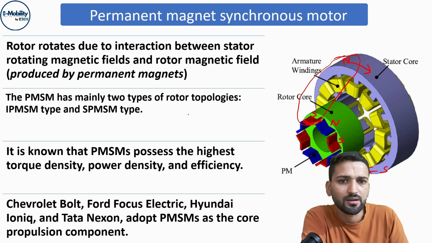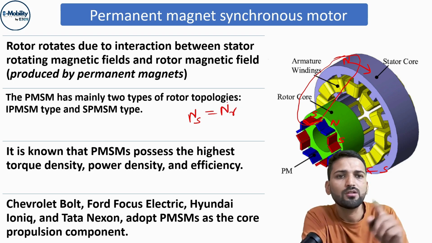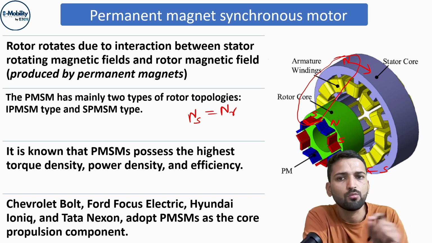So in this case, the speed of the stator magnetic field is equal to the rotor field, and both are rotating at a synchronous speed. That is why the name synchronous is given to the motor. So this is due to the interaction between the stator magnetic field and the rotor magnetic field.